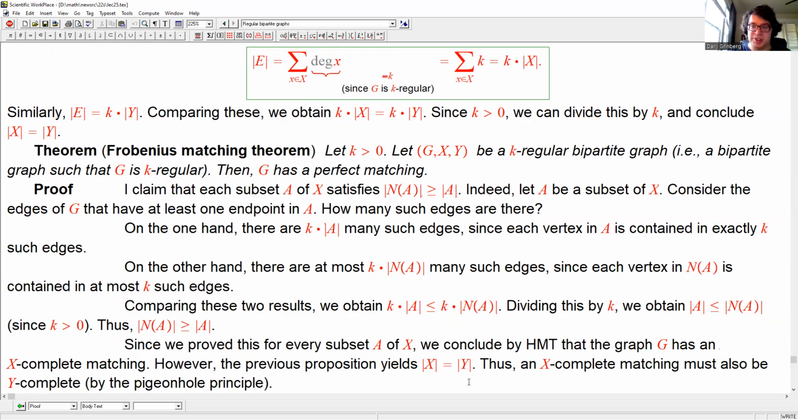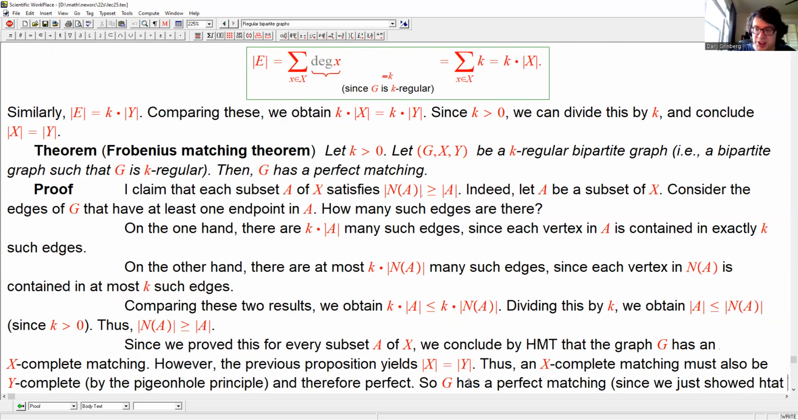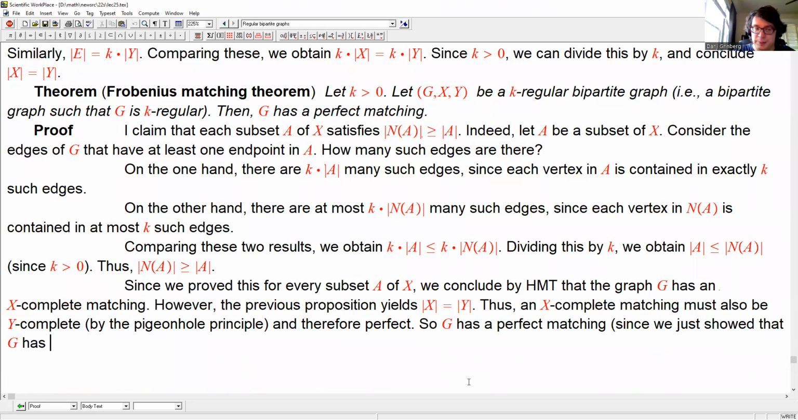And I'll spell this out in the notes. And of course, if it's both X-complete and Y-complete, it's everything complete, so it's perfect. So G has a perfect matching, since we just showed that G has an X-complete matching. And this proves the theorem. And this theorem has a particularly nice set of consequences, one of which we're going to see next.